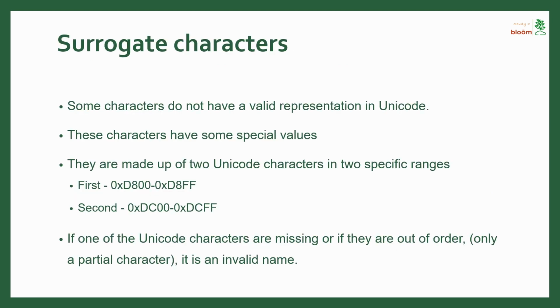When we were discussing BMP, we came across surrogate characters. So what are those characters? These characters have some special values and do not have a valid representation in Unicode. Therefore, Unicode has introduced a special method to allocate a code point for surrogate characters, and they are made up of 2 Unicode characters in 2 specific ranges. The first range starts from D8 and the second range starts with DC. If one of the pair is missing, or they are not in the order, then it is an invalid character.